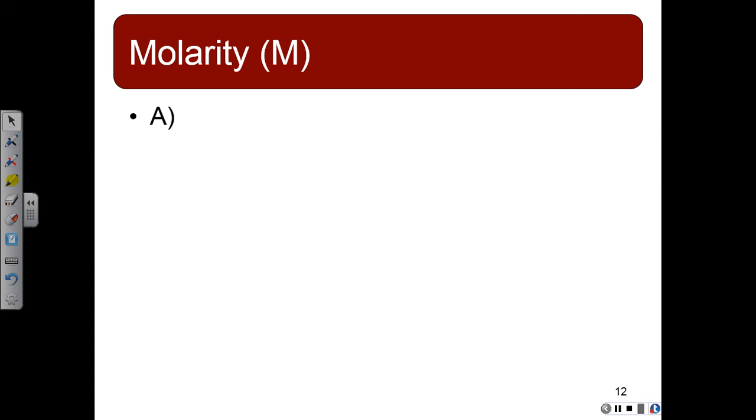Milliliters to grams. Use your density. Density is grams per milliliter. Okay, I'll take a couple more minutes and then we'll go over it. See what we got.